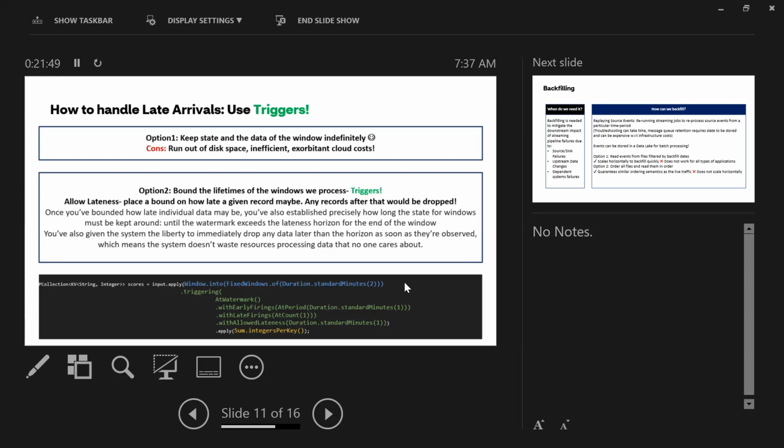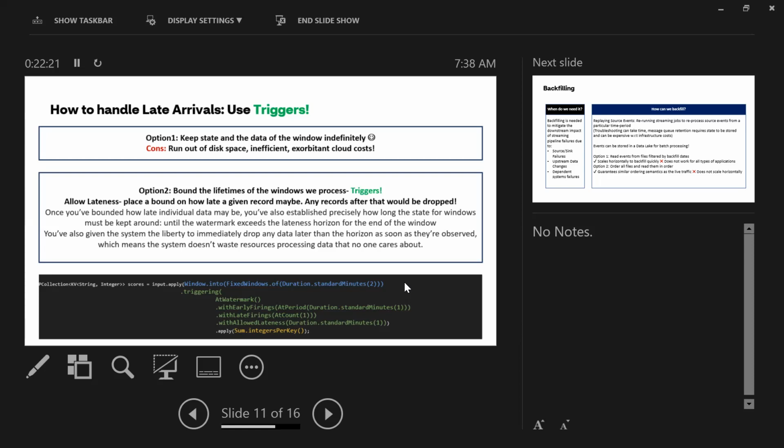And how do you do that? You do that using triggers. Triggers are the way you can allow lateness up to certain time after a window has completed in Apache Beam. And I also added a programmatic example here where if you see there is with allow lateness duration standard minutes one. So until 1 minute after your window is done, you can allow events in that window and they will come and you can process the data. That's how you can basically do it programmatically.